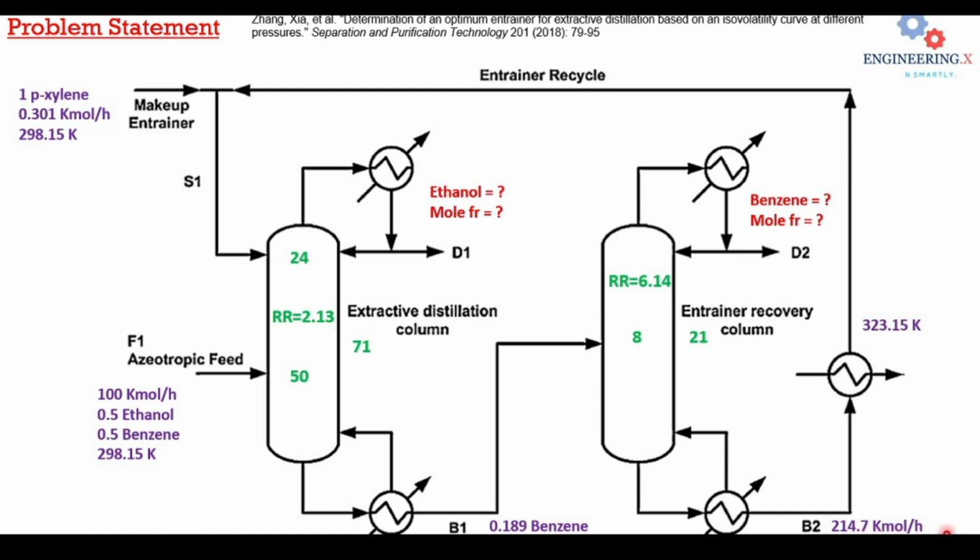bottom molar product flow rate is given, that is 214.7 kilomole per hour. So the bottom product passes through a cooler, and the cooler outlet temperature is 323.15 Kelvin, and this stream is recycled and mixed with the makeup stream and fed again into the extractive distillation column. So this is the flow sheet that we are going to develop in DWSIM. Let's move to the DWSIM software.